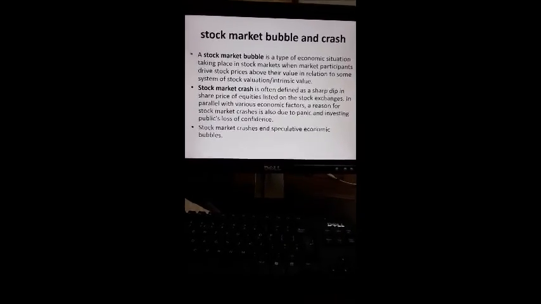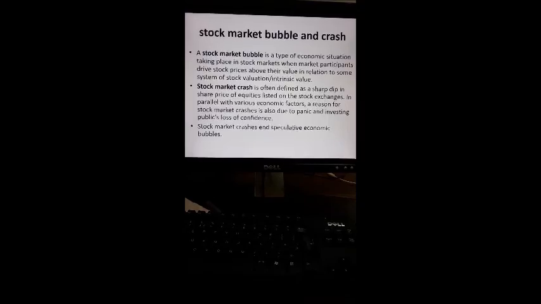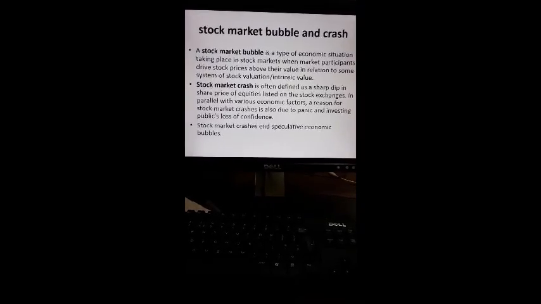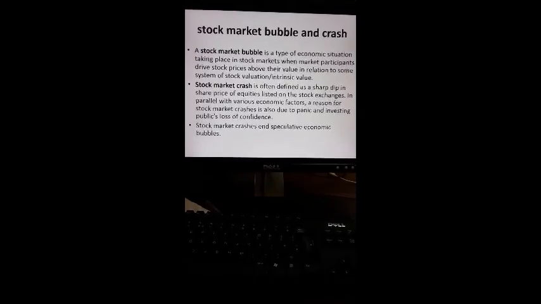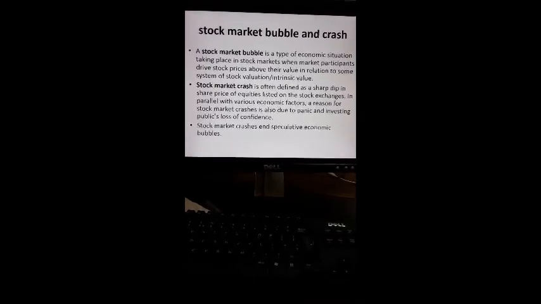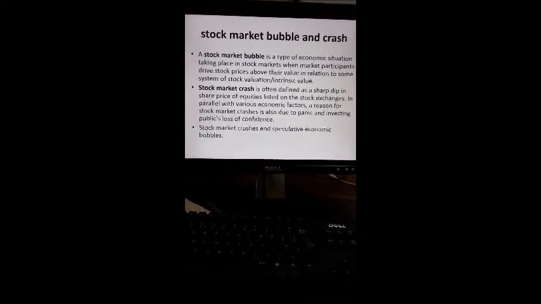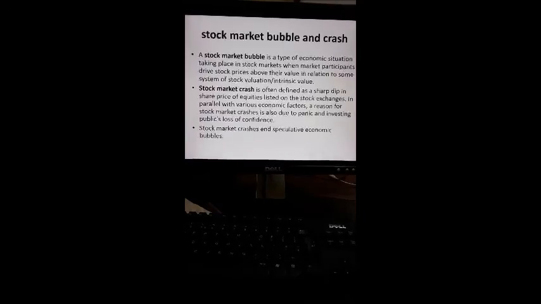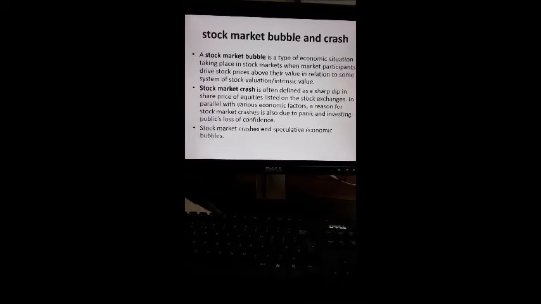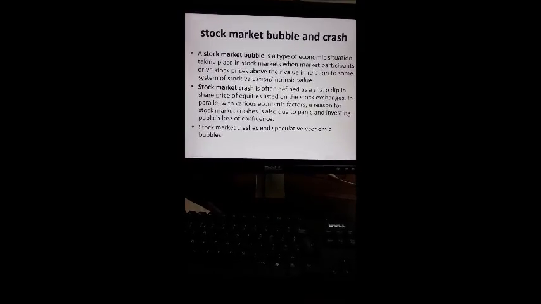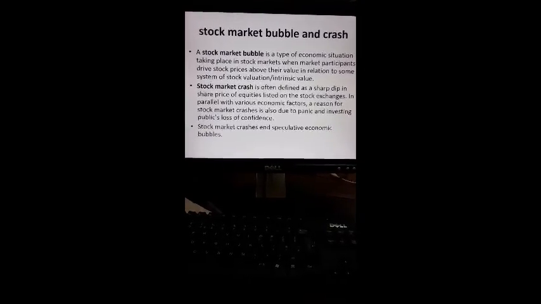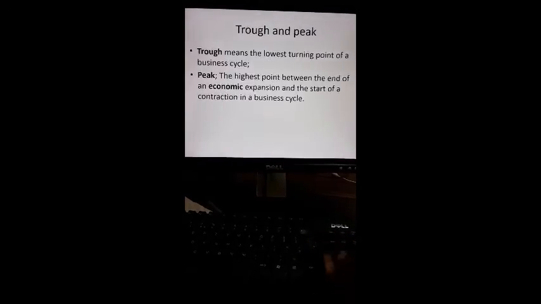The stock market bubble is when market participants are buying, so the demand will be greater than the supply of those shares. So the price will go above the collective value. If there is any information which makes investors aware that the price is above its value, they will stop buying, and the market will change its direction and start going down.